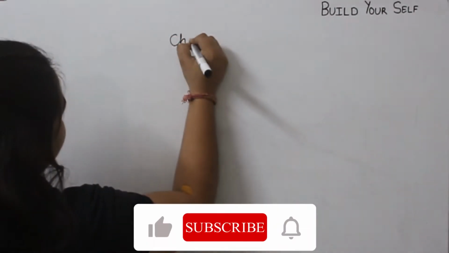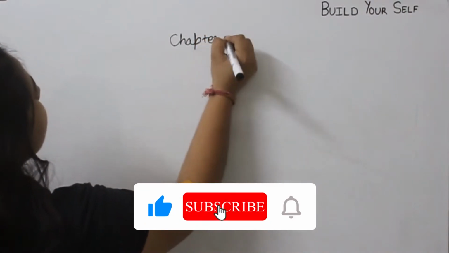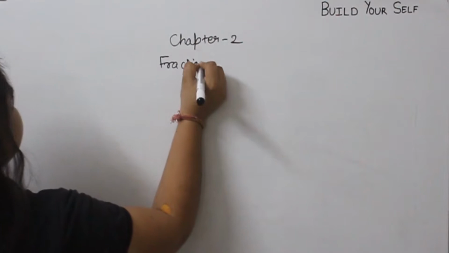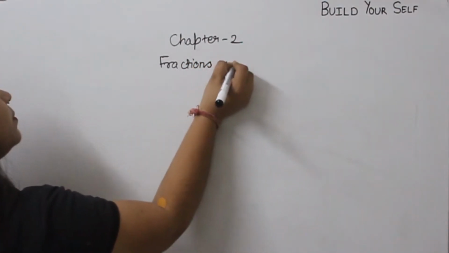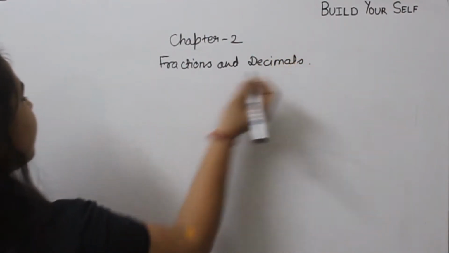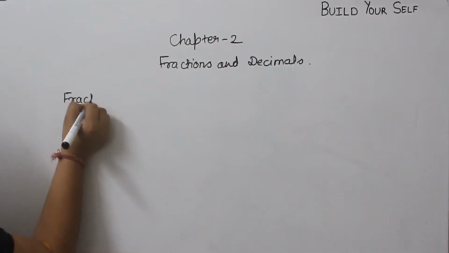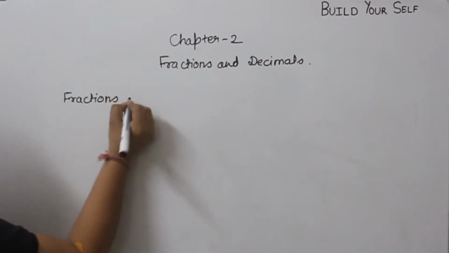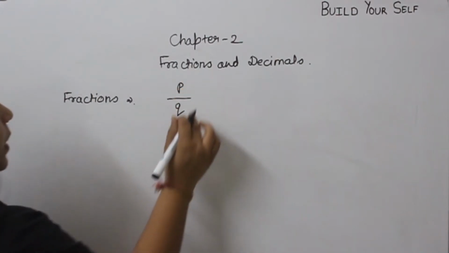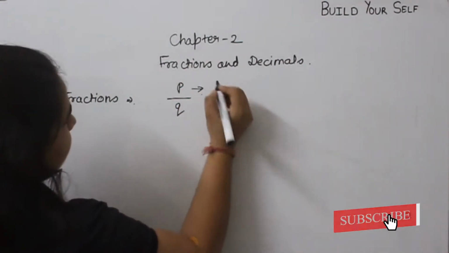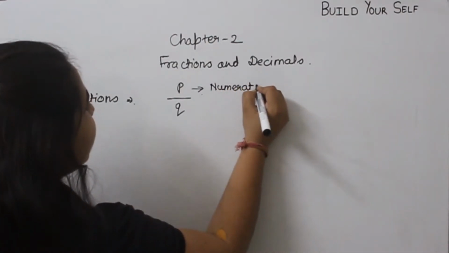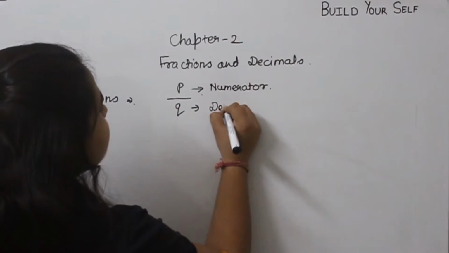Started with the chapter number 2, fractions and decimals. First, we will talk about fractions. Fraction is always in the form of p by q. The upper part is known as numerator, the lower part is known as denominator.